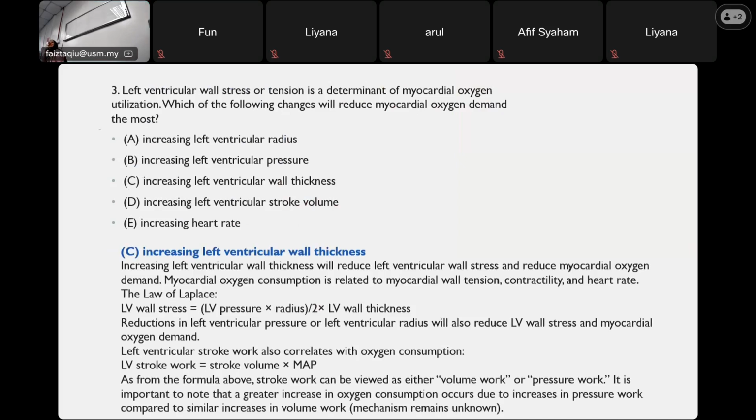Kenapa C? Because according to the Laplace law, the wall tension is directly proportional to the pressure and also the radius, and inversely proportional to the left ventricular wall thickness. Okay, tak apa. Next.